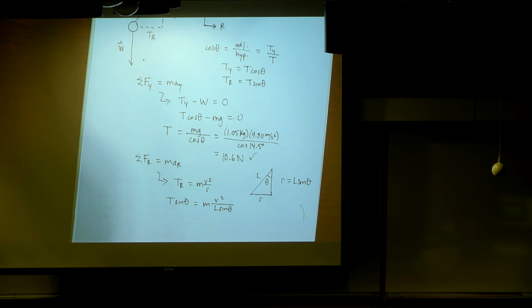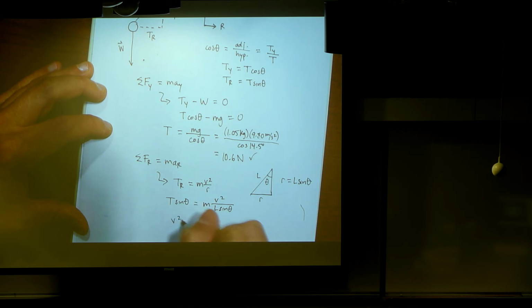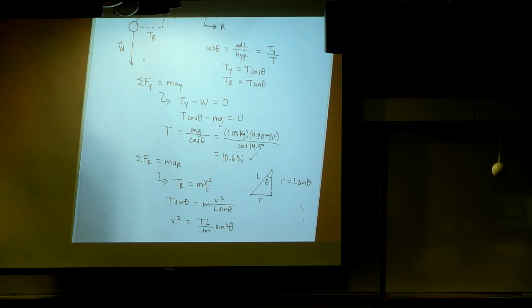Now, I'm trying to solve for V, right? So, here's what that's going to look like. V squared is going to equal the tension times L. So I'm multiplying the L across over here. Then I'm dividing out the mass, so dividing this out puts it over here. And then multiply this sine theta out. Now we have sine squared theta, right? We have two sine theta terms, okay?